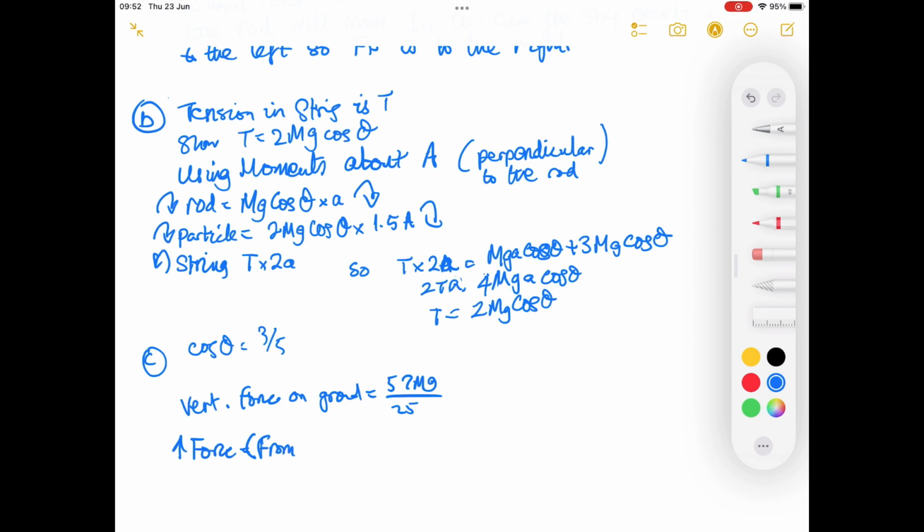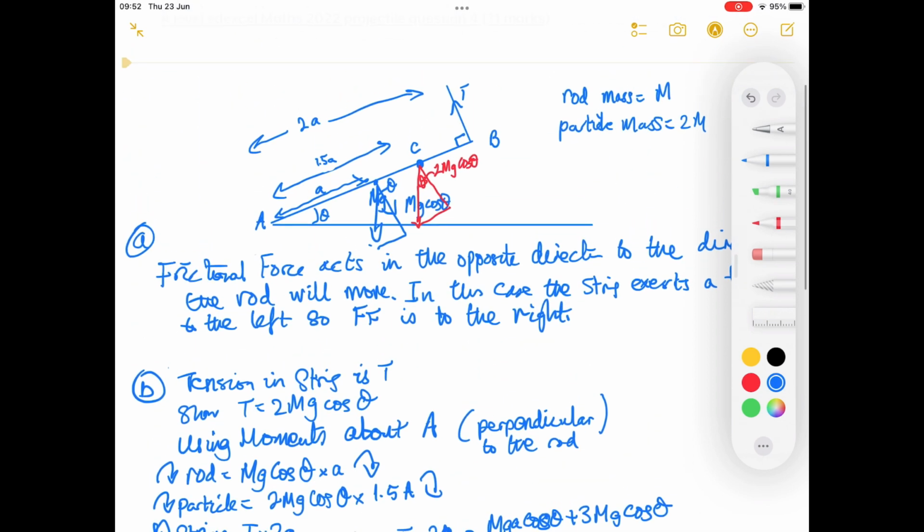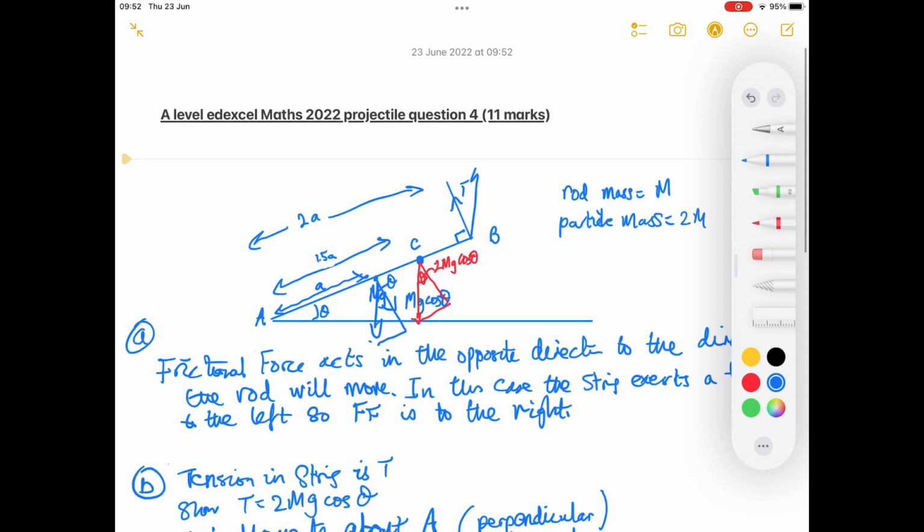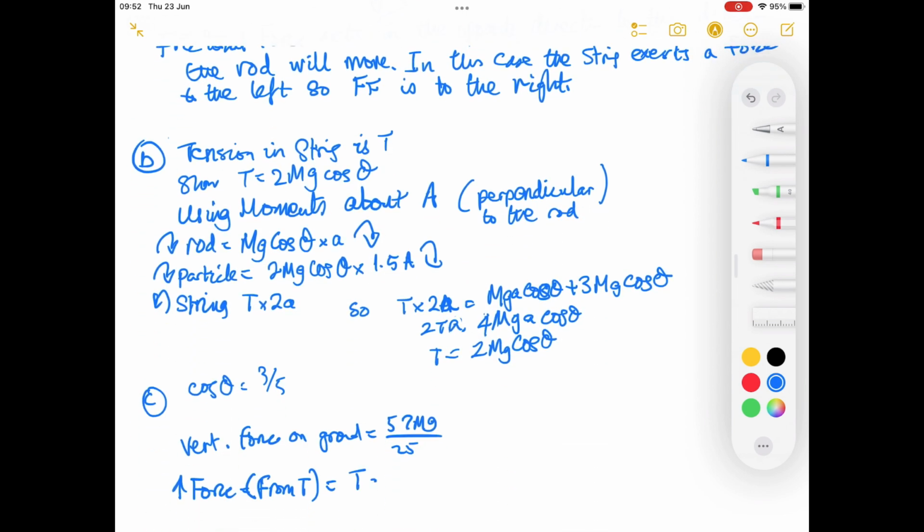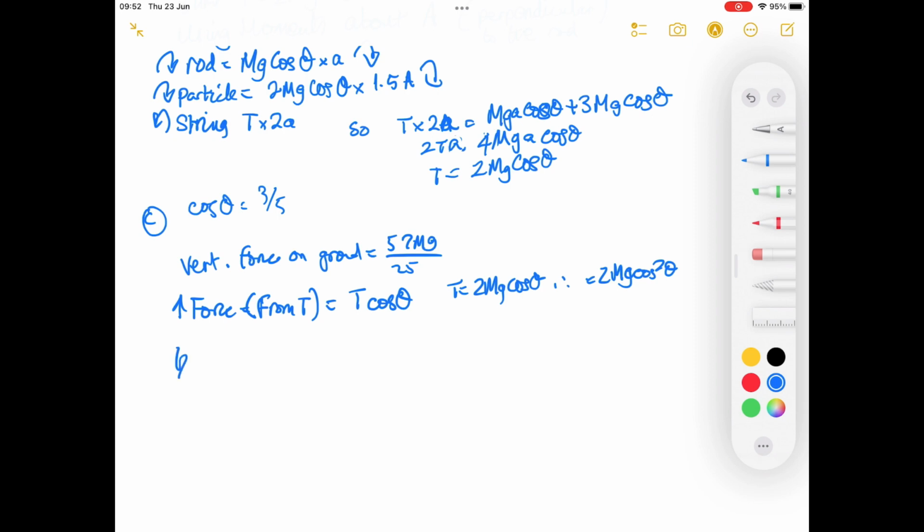and there's, which is upwards, which is going to be T cos theta. Okay, so that's that vertical force. Okay, that's upwards, and then we need to work out the... so actually while we're there, T equals 2mg cos theta from the previous example, so we know then the force acting up from the string is 2mg cos squared theta.